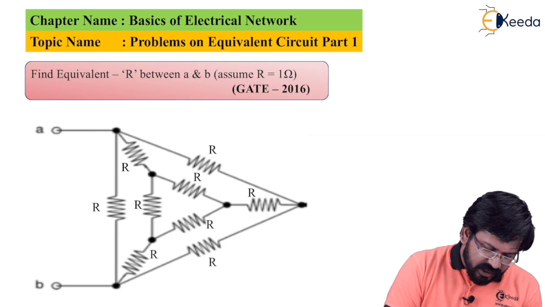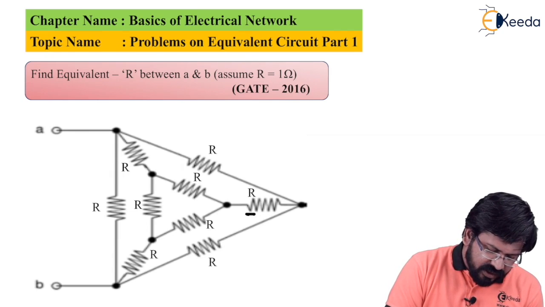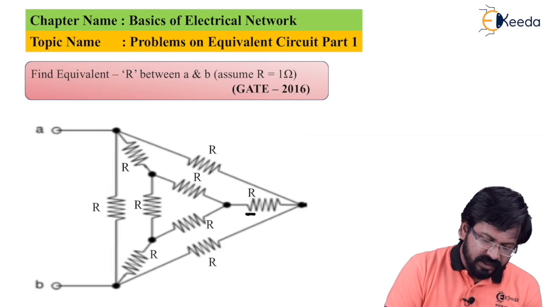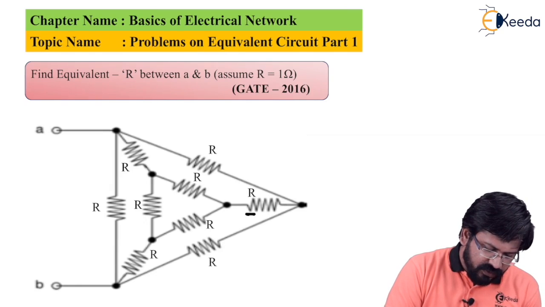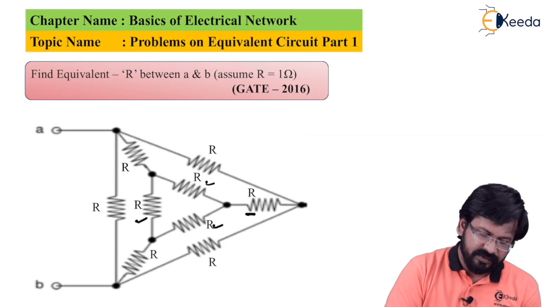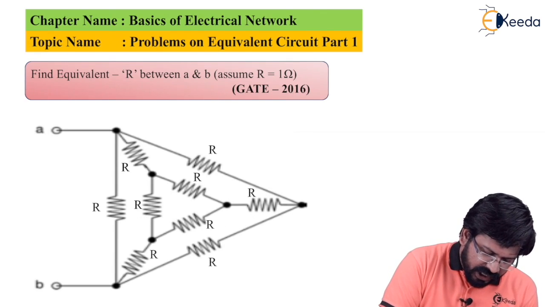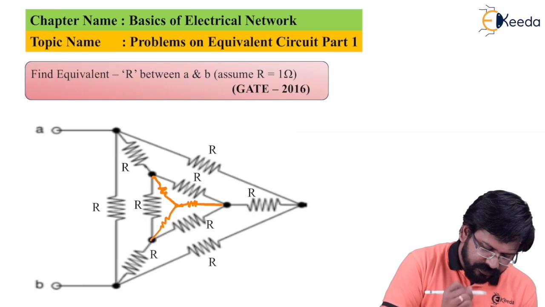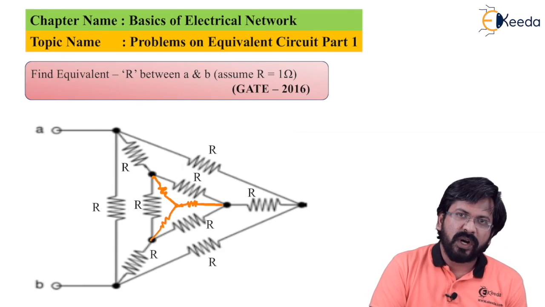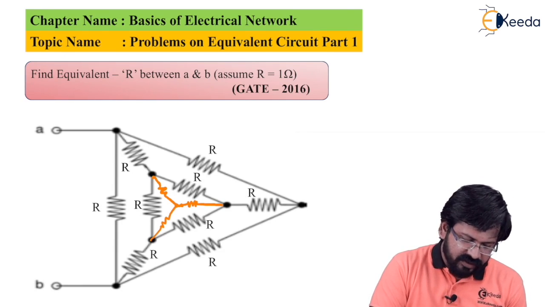As you can see, if I talk about this R, there is nothing in series with this. So what we will do is, we will convert this delta which is formed by R and R into star. So if I do so, I should get another star here. We know how to convert delta to star.